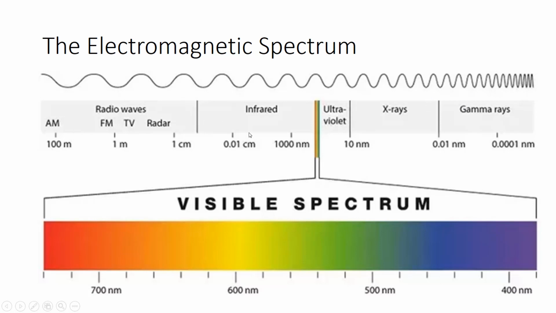So this is the electromagnetic spectrum, and basically the idea here is that different wavelengths determine different types of radiation. And in the next video, you're going to be surprised to see what emits radiation.